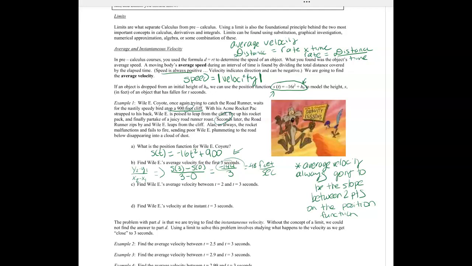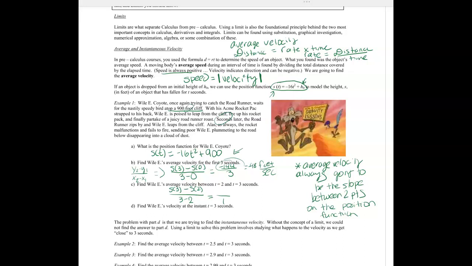Okay, next one. We need to find Wiley's average velocity between t is equal to 2 and t is equal to 3. So again, same type of deal. y sub 2, which would be s of 3 in this case, minus y sub 1, which would be s of 2 in this case, all over 3 minus 2. Alright, so this is all going to be over 1. I get to go type this fun mess into a calculator again, and so can you.